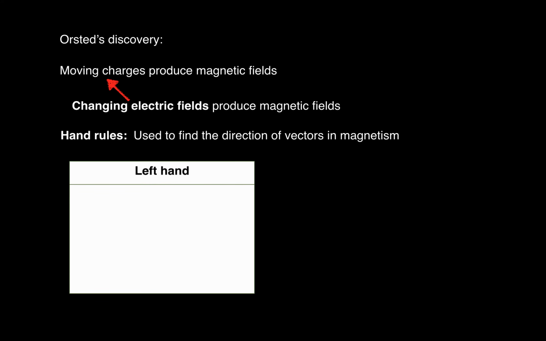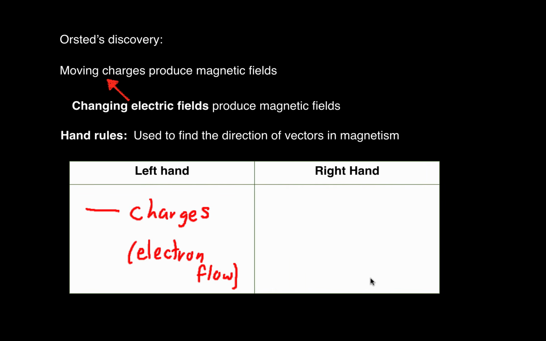If we're using our left hand for the hand rule, we're using it for the flow of negative charges. This is for electron flow. If we're using our right hand, we're using it for the flow of positive charges. Now, we know that positive charges can't actually move. Protons are stuck in the nucleus. So when we refer to the flow of positive charges, we're referring to something in electricity referred to as conventional current.